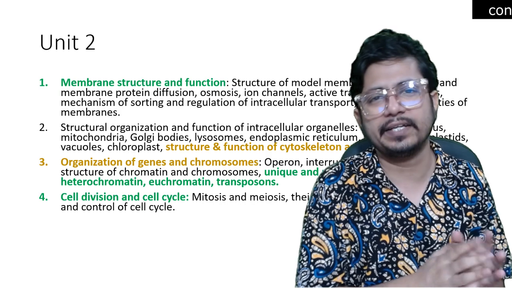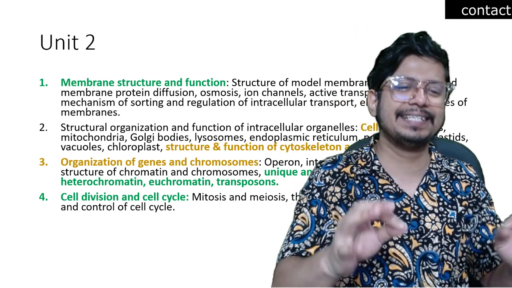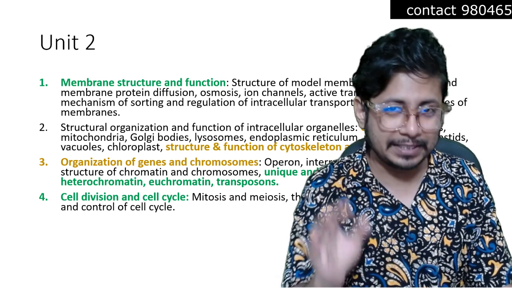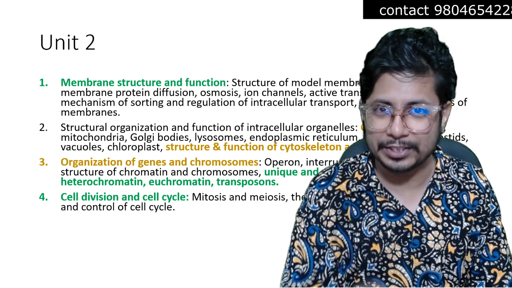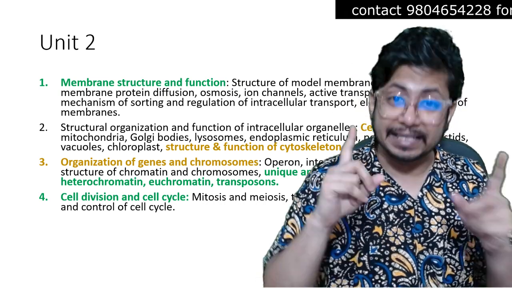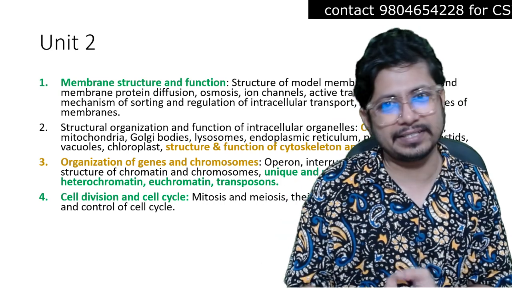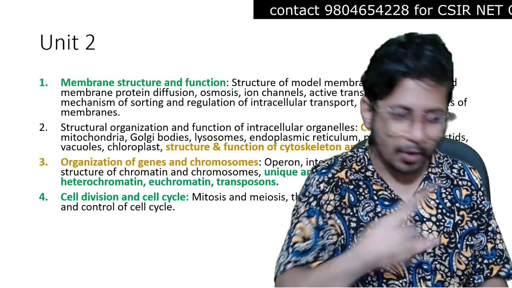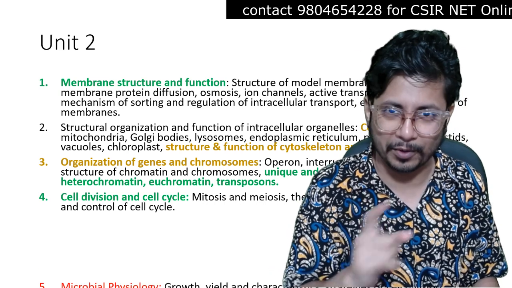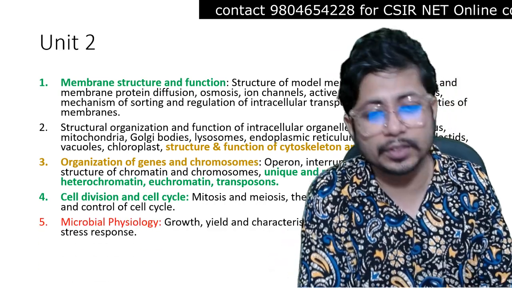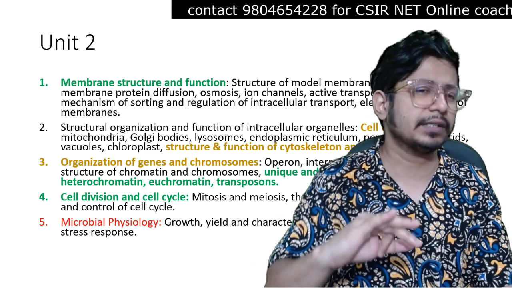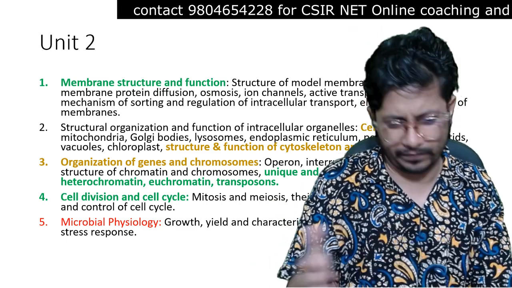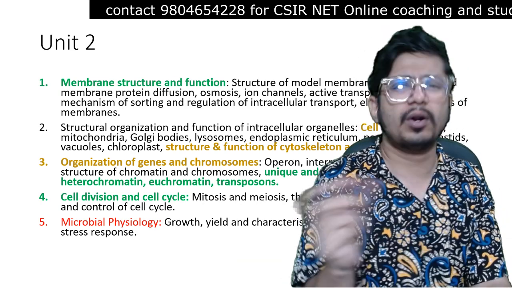Okay, next is cell division and cell cycle, and this is the most important topic from unit 2 of the CSIR NET Life Science syllabus. Cell cycle regulation, cell cycle checkpoints and regulation with all the names of the proteins, and cell signaling related to cell growth are all very important. And we have microbial physiology, that is microbial growth, yield, and all these things. Earlier CSIR asked questions, but for the past 3-4 exams, they're not asking many questions.